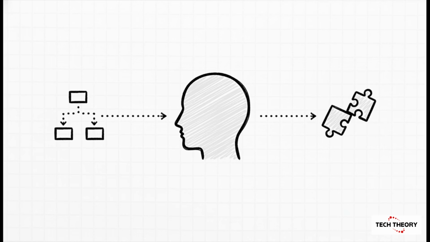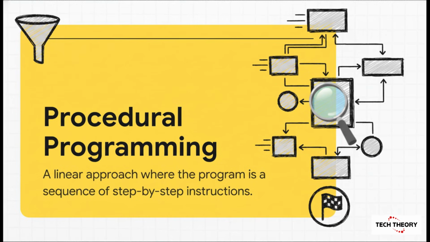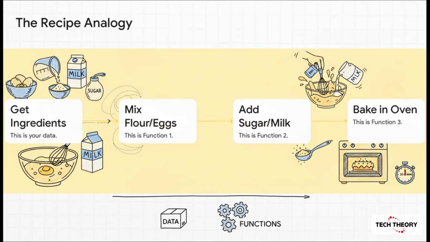Okay, let's dive into this. So first up, let's talk about that follow-the-instructions method. This is what we call procedural programming. And honestly, the best way to think about it is like you're just following a recipe to bake a cake. So what this really means is that procedural programming is a totally linear, top-down approach. Your code is just a sequence of instructions, or procedures. It literally starts at line 1 and just goes step by step by step until it hits the very end. Just like our recipe, right?